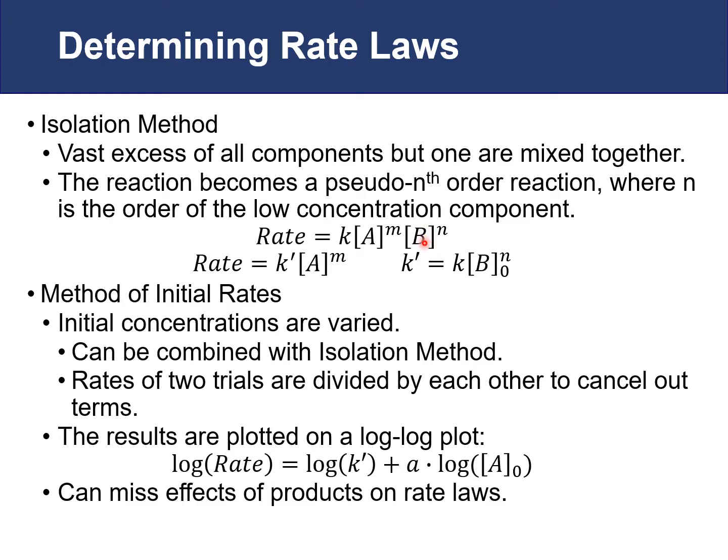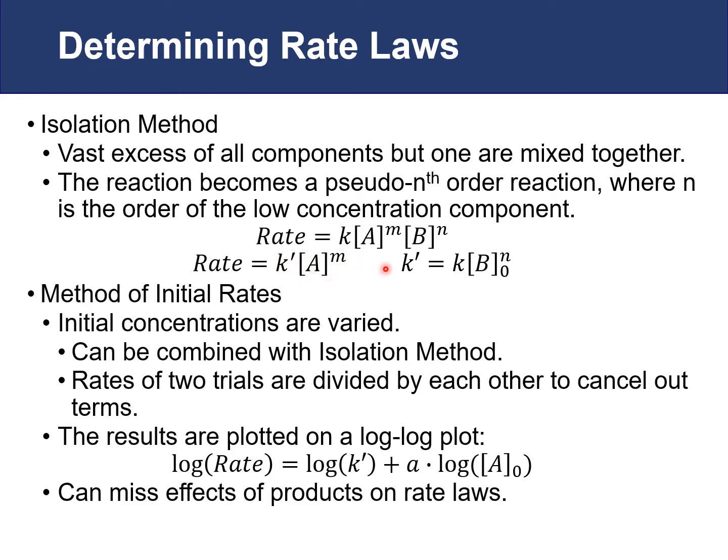So what we can then do is lump all of our constants together and come up with a new rate constant for the pseudo nth order reaction. We have our old rate constant times the concentration that we're using for B, and because we're using a vast excess of B, it doesn't change. So this whole part here is a constant, so we can lump it into a new constant. Our equation then simplifies to rate is equal to k prime, our new rate constant, times A raised to the m. This dramatically simplifies our equation.